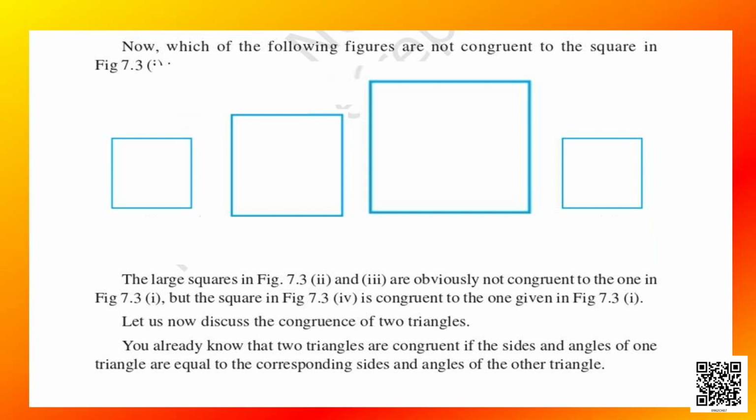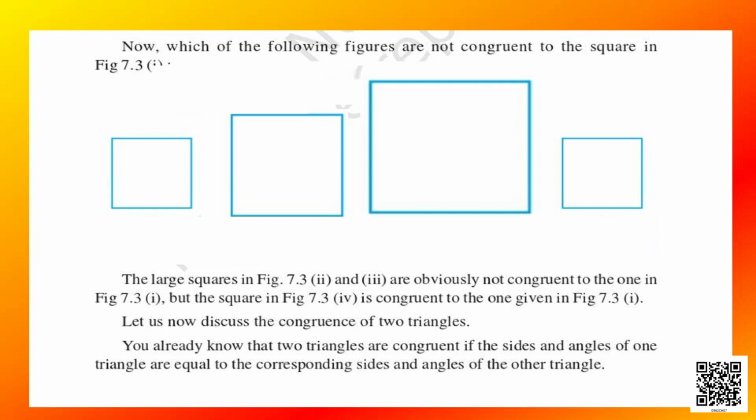Now as given in your book, which of the following figures are not congruent to the square in figure 7.3 (i)? Let's observe. You have a square and you can clearly observe that the last square of the series is of exactly the same shape and size.